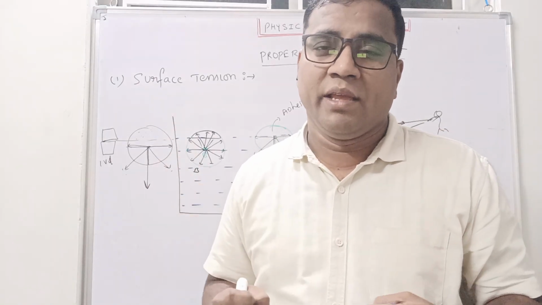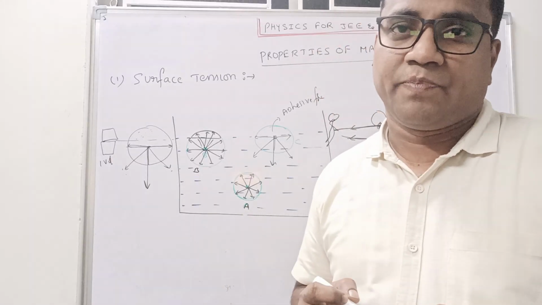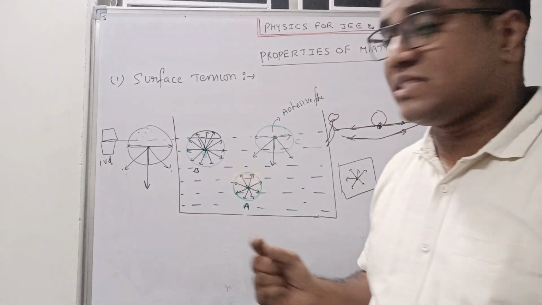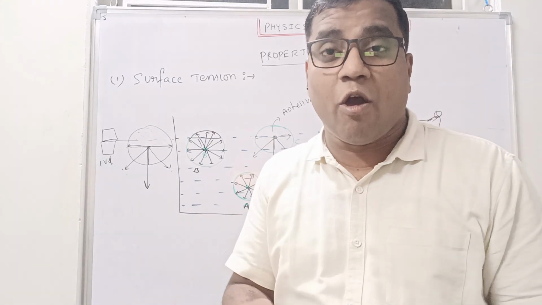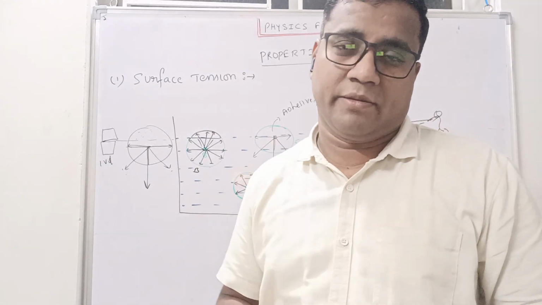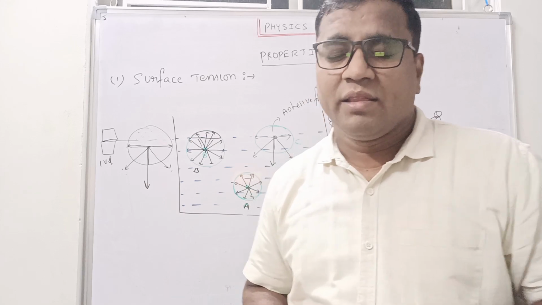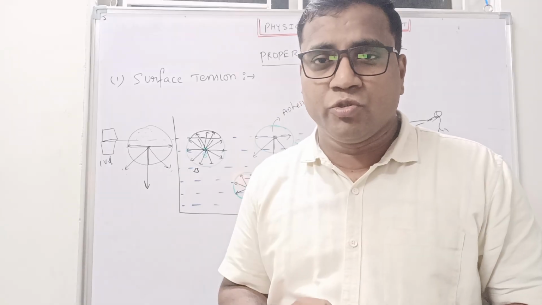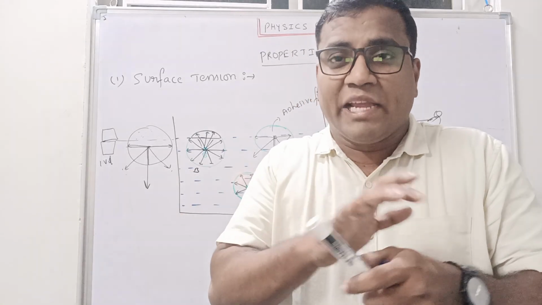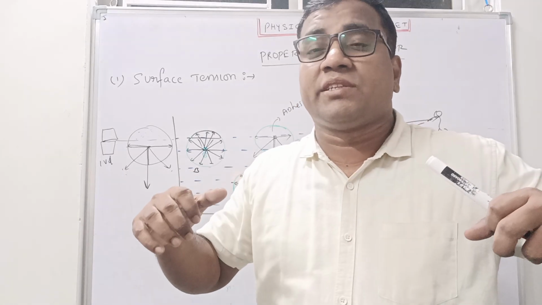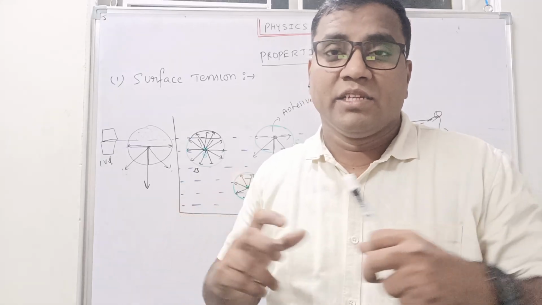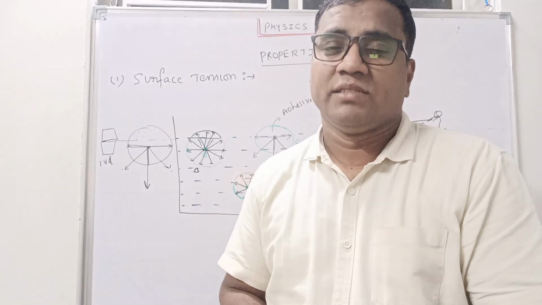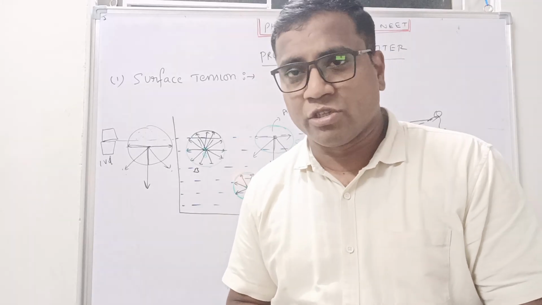This property is called surface tension. Due to surface tension, that's why it is named as surface tension. Tension on the surface of a liquid layer. Due to the surface tension, the liquid surface acts as a stretched membrane. Clear? This phenomena is called surface tension. I hope you understood, right?